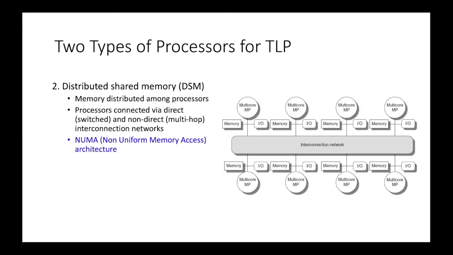The second type of TLP processor is DSM, Distributed Shared Memory System processors. The physical memory is distributed among processors, and the processors are connected via direct and non-direct interconnection networks. Because of the architecture, it takes longer to access other processors' memory, so we have non-uniform memory access. It's called the NUMA architecture, non-uniform memory access architecture.